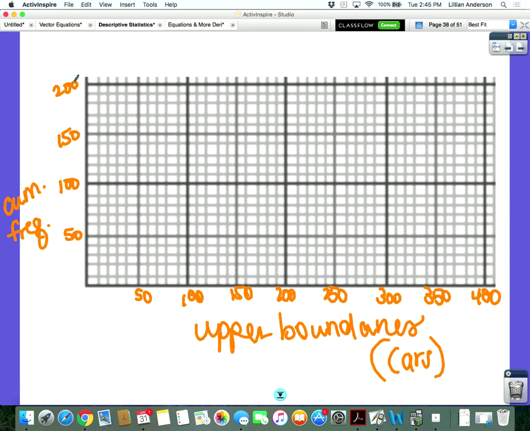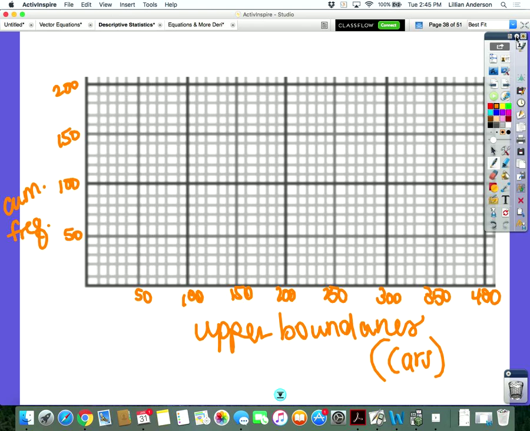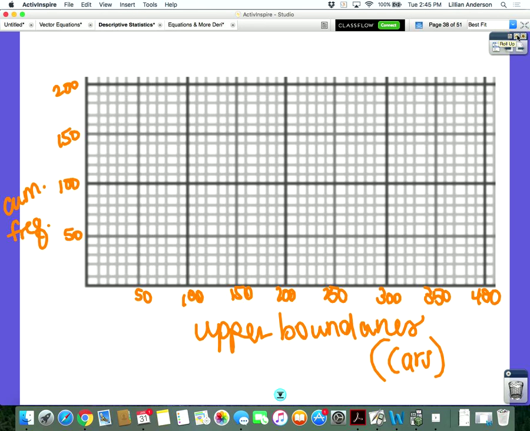Okay? Now from here, you just graph. We have 49.5 and 6. It's a curve, a cumulative frequency curve. So 49.5 is super close to 50, and it needs to be at 6, which is a little bit below that first light gray line. Mine's light gray.